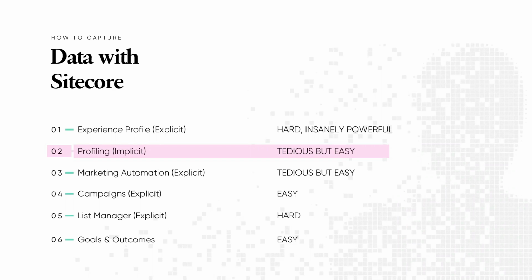And then we have campaigns, goals, and outcomes here that I rated as easy. These are things that you really can put in today and see output tomorrow. So let's dive into some of this content here.